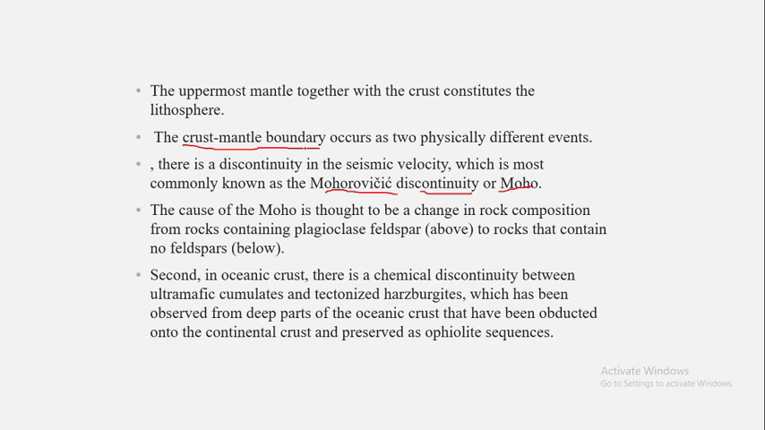The second thing is that in oceanic crust there is a chemical discontinuity between ultramafic cumulates and tectonized harzburgites. Harzburgite is a kind of tectonized rock, and ultramafic cumulates are also present, observed from deep parts of the oceanic crust that have been obducted onto the continental crust and preserved in ophiolite sequences. In this portion we will be able to learn about ophiolite sequences also, which can be depicted from these images.